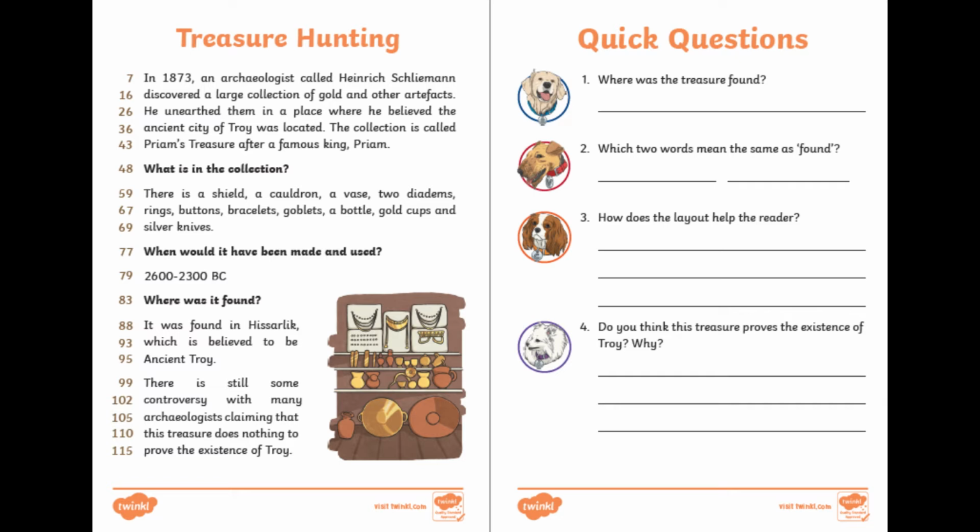When I look at the passage, I see a subheading that makes it very easy to find the answer. That subheading is "where was it found," next to the line with 83. Underneath there it says it was found in Hisarlik. I think I pronounced it wrong the first time. Hisarlik, it's a funny word. So that's my answer. And it says that this place was believed to be ancient Troy. So for my answer, I'm simply going to write, the treasure was found in Hisarlik.